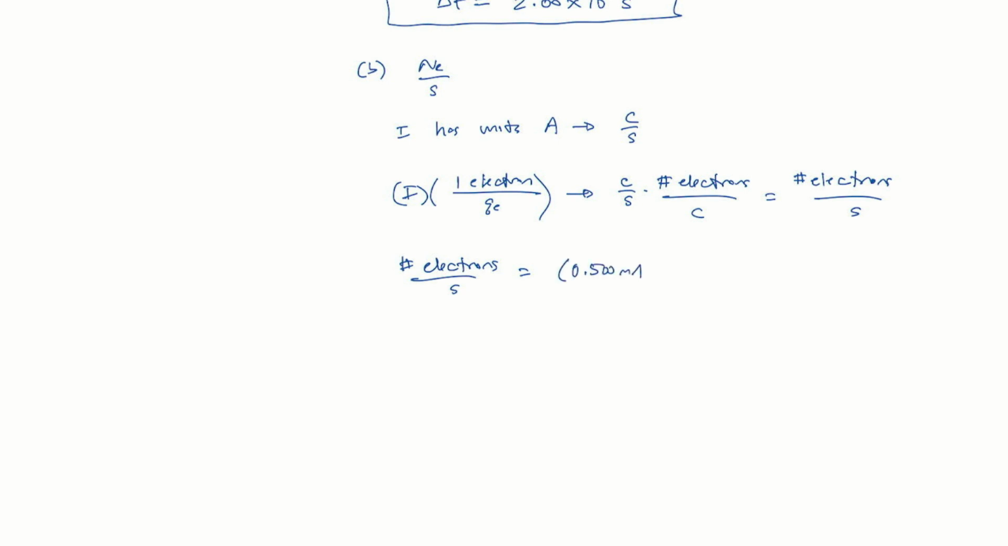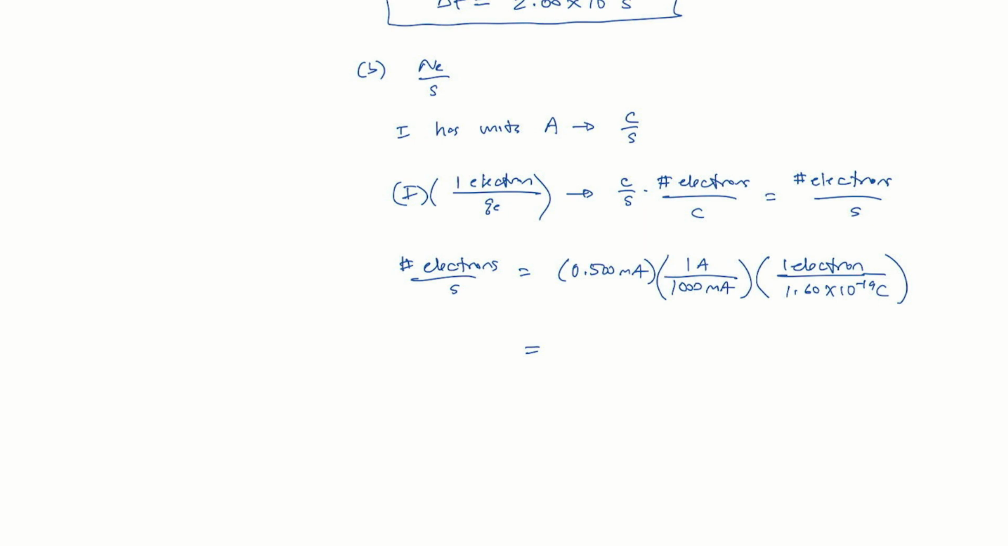So the number of electrons per second is going to be the I, which is 0.500 milliamps. Again, we convert. 1 amp is 1,000 milliamps. And now we multiply this by 1 electron, and here we're using the absolute value again. And so we're getting 1.60 times 10 to the minus 19 coulombs.